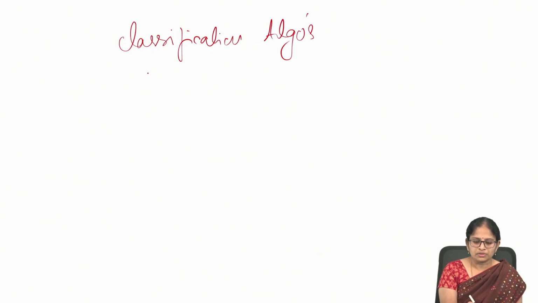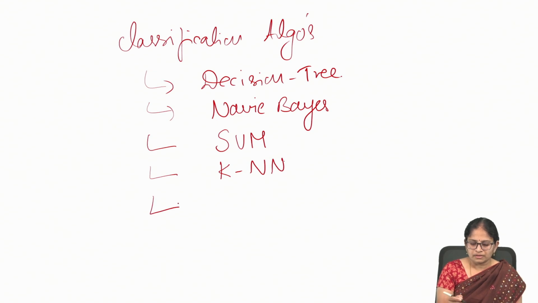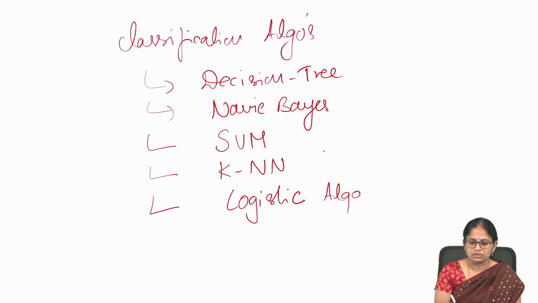to design the model. One of the most important ones is the decision tree algorithm, and the second one is the naive Bayes algorithm, and we have support vector machine, shortly called SVM, and k nearest neighbor algorithm, and we have the logistic algorithm. So these are the most commonly used machine learning algorithms to develop models on any given data set.